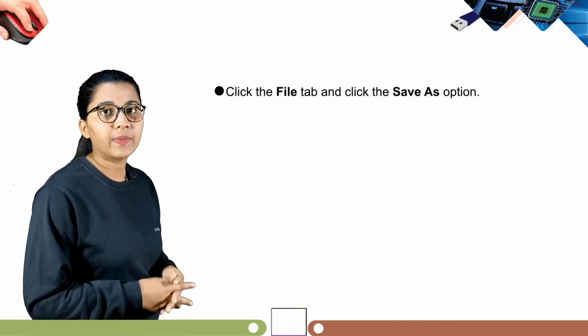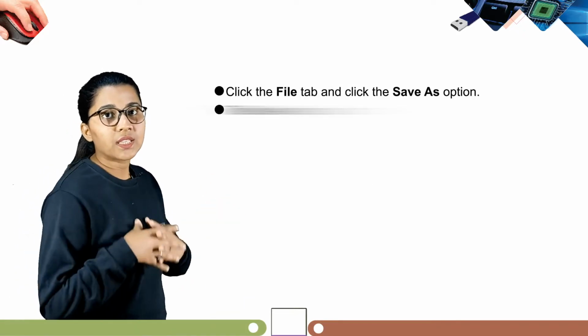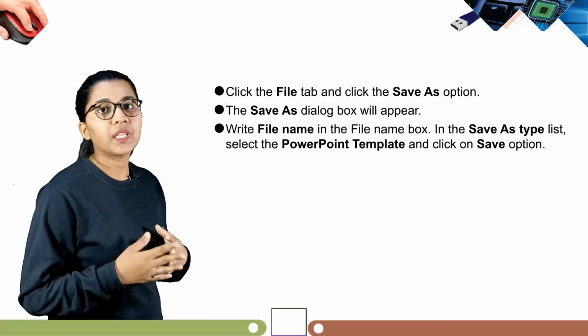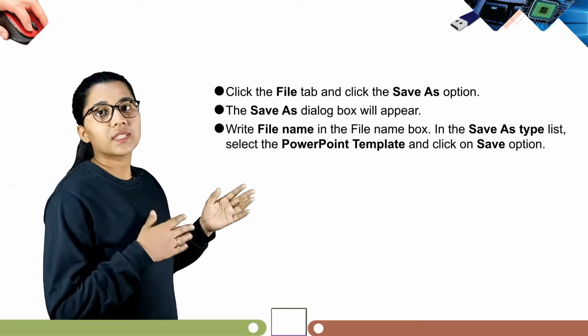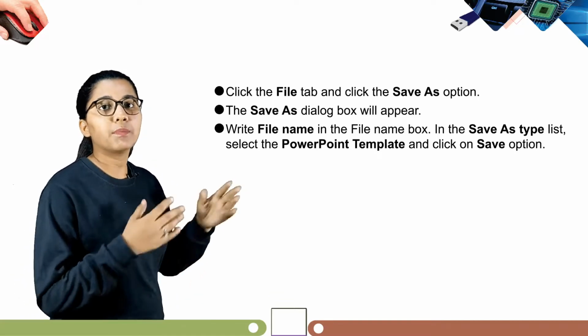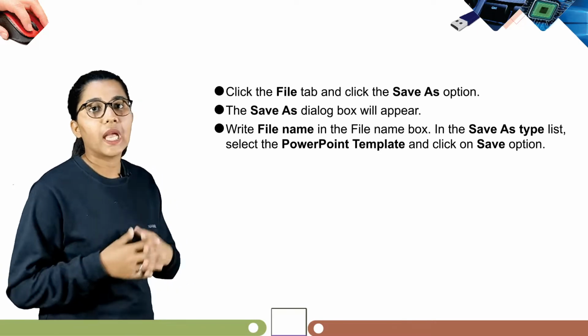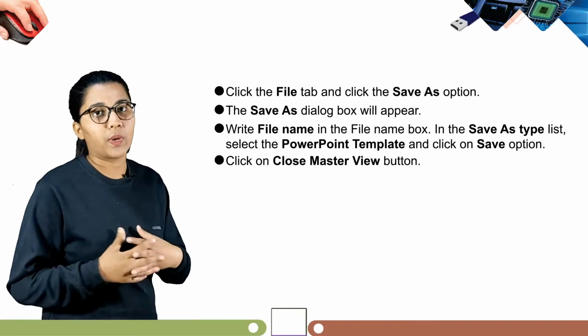Click the file tab and click the save as option. The save as dialog box will appear. Write a file name in the file name box. In the save as type list, select the PowerPoint template and click on the save option. Click on the close master view button.